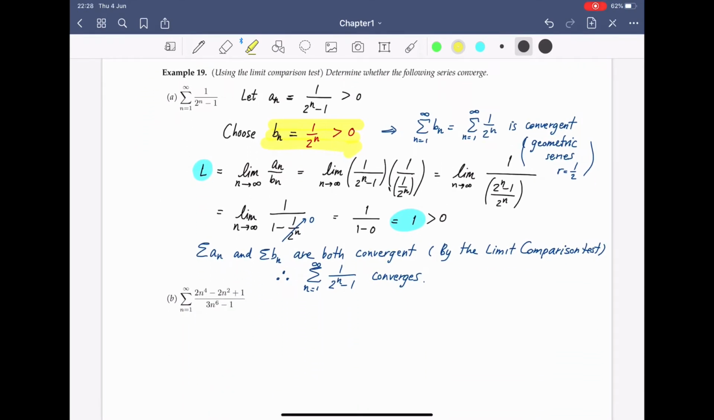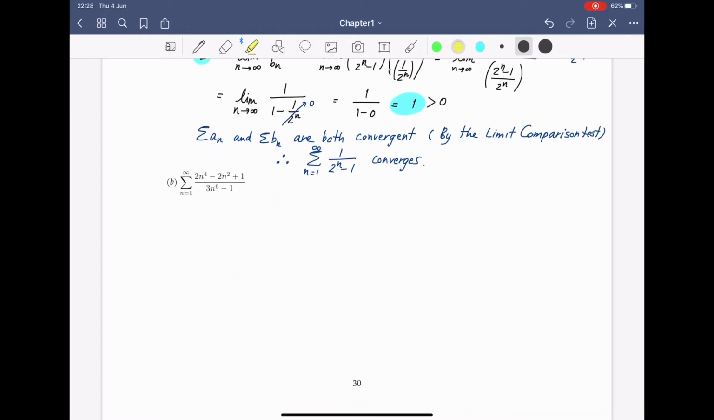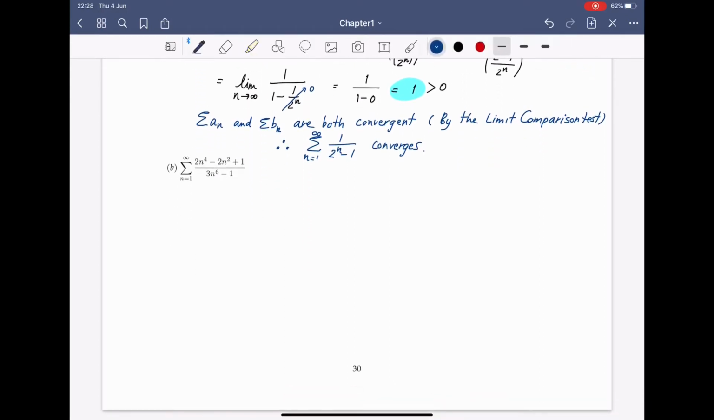So example 19 part B. Alright, for this question, we're going to let an be 2n to the 4th power minus 2n squared plus 1 over 3n to the 6th minus 1. So this thing is always positive, right? Because the term that we have with the minus sign is so small. So this is always positive. And then let's skip the part where we need to choose bn first because we can come back later. So bn equals something that we don't know yet.